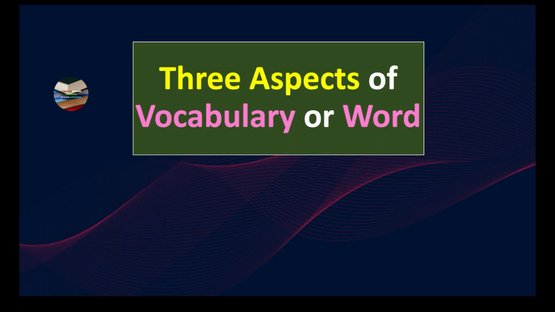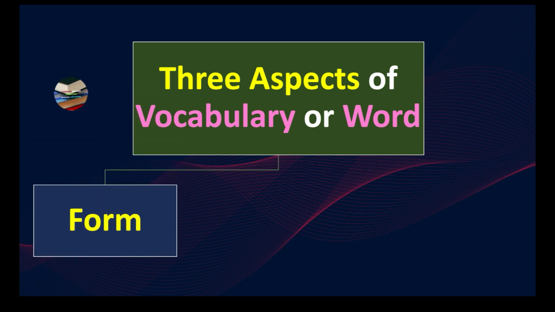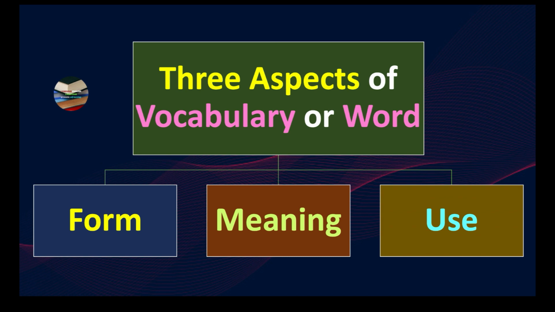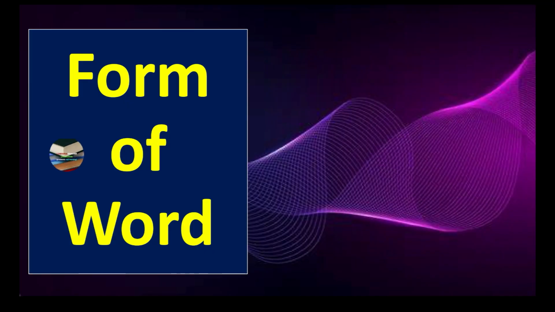So let's discuss 3 aspects of vocabulary or word. What are they? The first one is form, the second one is meaning, and the third one is use. Now let's discuss each one of them in detail a bit. Form of word. What is that?